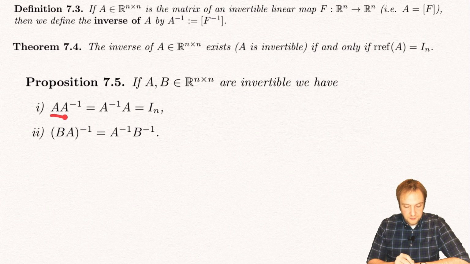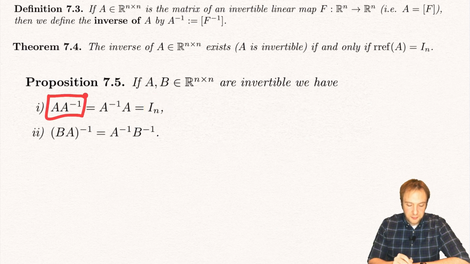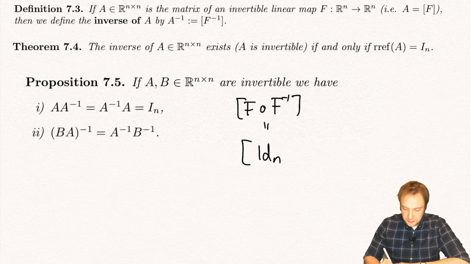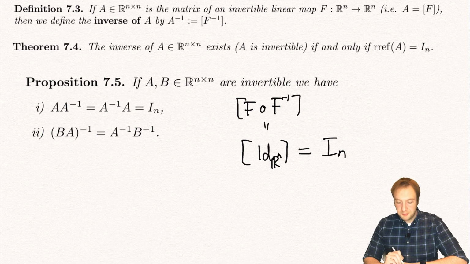So first of all, if I multiply a matrix with its inverse, then this is the identity map. And this just corresponds to the fact that if I have an f and I compose it with f inverse, well, we saw that this is the identity map on Rn, and the matrix of this is the identity matrix.